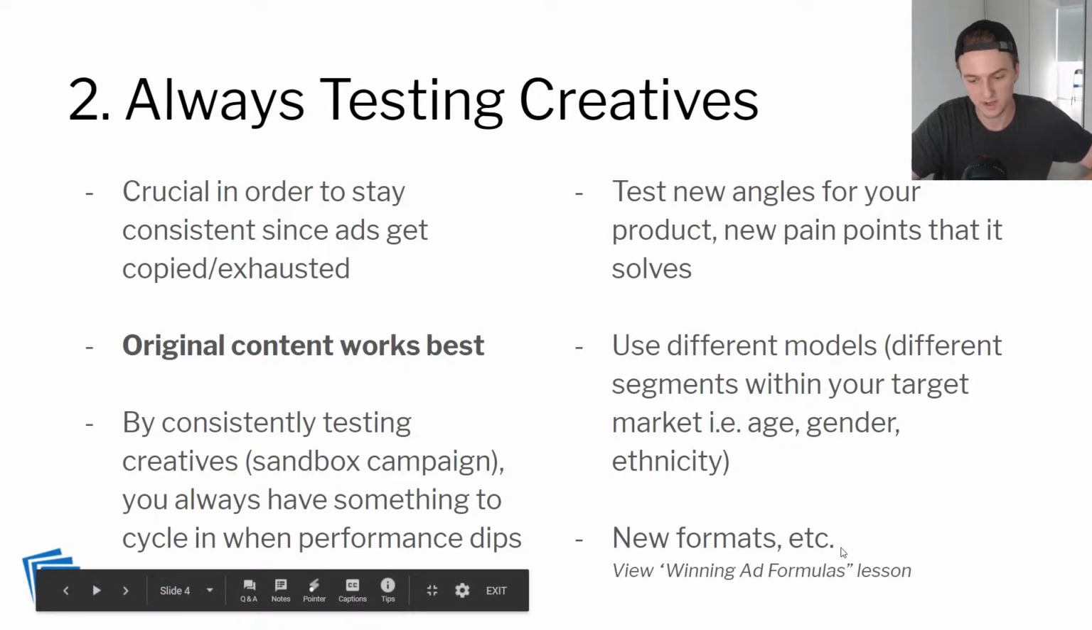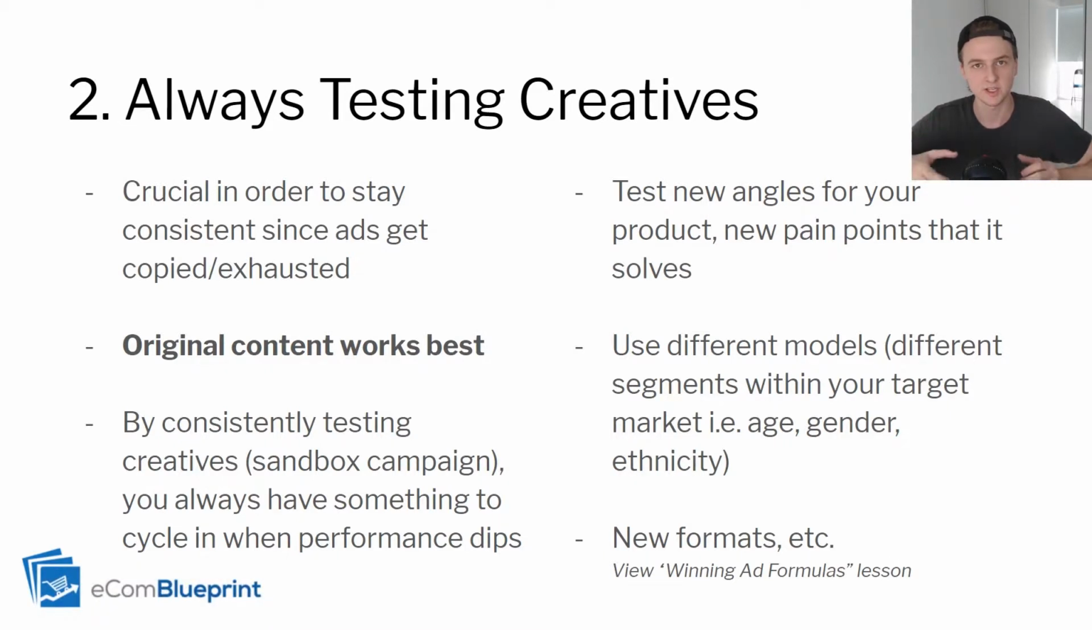And then new formats. I talked about this in the winning ad formulas lesson as well, but new formats helps a lot. Like for example, if you're only doing square videos, then you should start getting some vertical videos in there, right? You want to have multiple formats because Facebook thrives off variation inside of its ad sets and campaigns.